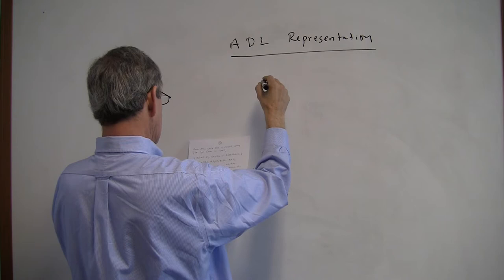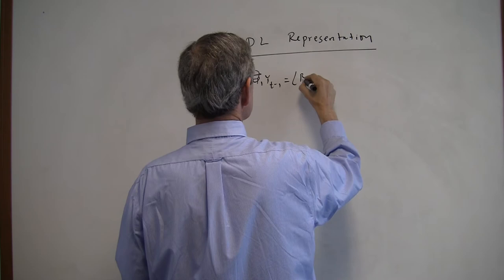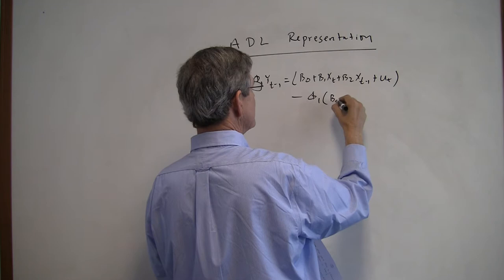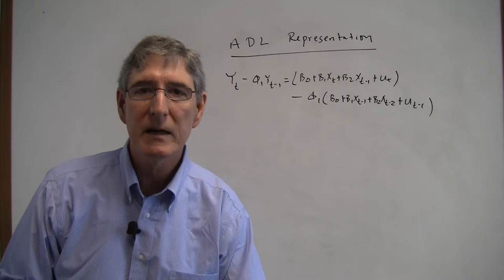If you go back and look at what we did earlier, we said y_t minus phi 1 y_{t-1}, I guess I'm going to write it again, is beta 0 plus beta 1 x_t plus beta 2 x_{t-1} plus u_t, minus phi 1 times the lag, beta 0 plus beta 1 x_{t-1} plus beta 2 x_{t-2} plus u_{t-1}. So we can go back to here and we can write this in a different way.